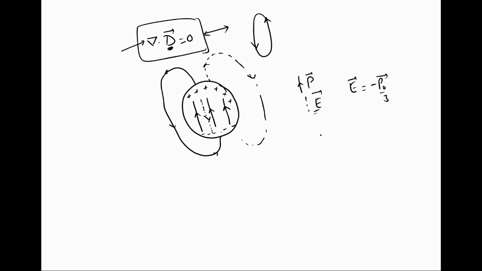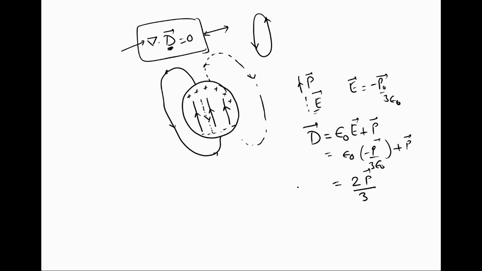Now we want to draw the field lines of the flux density. D is equal to, assuming a linear dielectric, epsilon naught E plus P. So it will be epsilon naught times minus P by 3 epsilon naught, plus P. So it is equal to twice P by 3. Inside, the flux density has the same direction as the polarization vector, and outside it will follow the same law, D equals epsilon naught E. So the field lines will be similar.